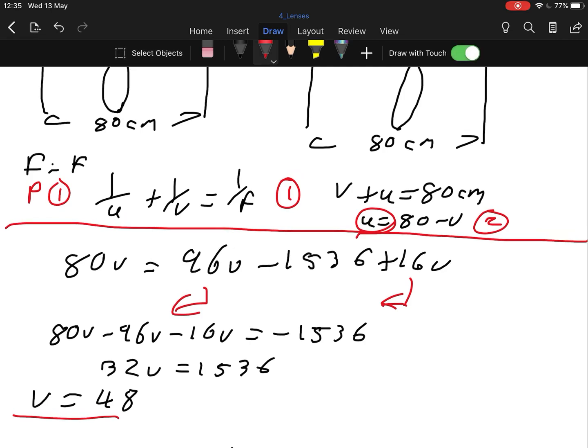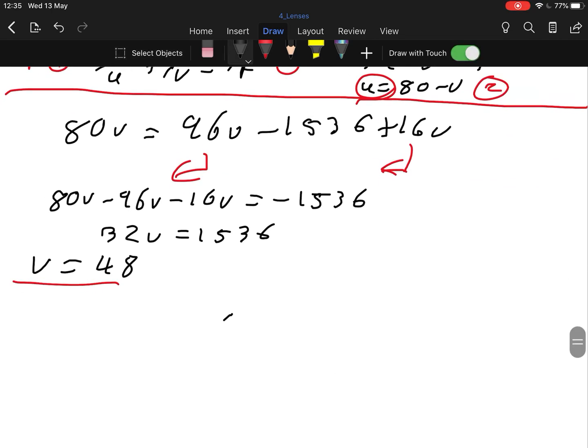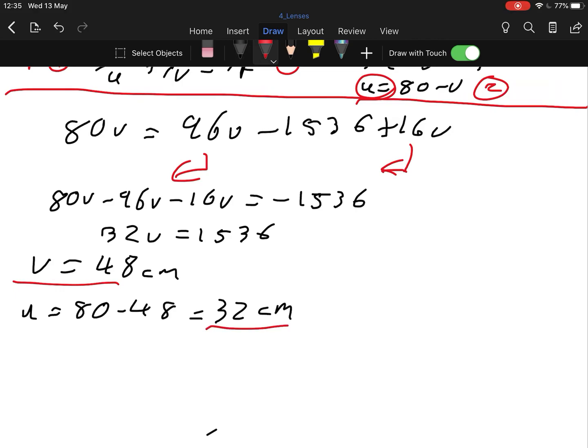And if we look up here, we said u is 80 minus v. So therefore, u is 80 minus 48, which means u should give us a value of 32 centimeters. Now the question was to find the focal length, I think. Yeah, find the focal length. So therefore, we sub that in.